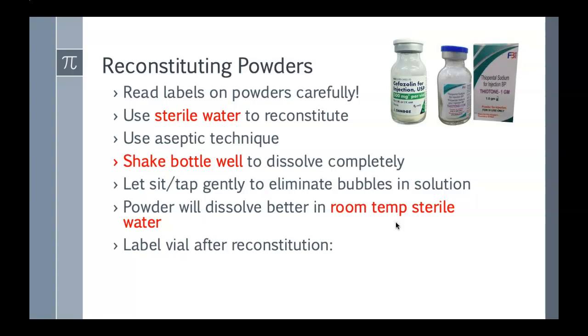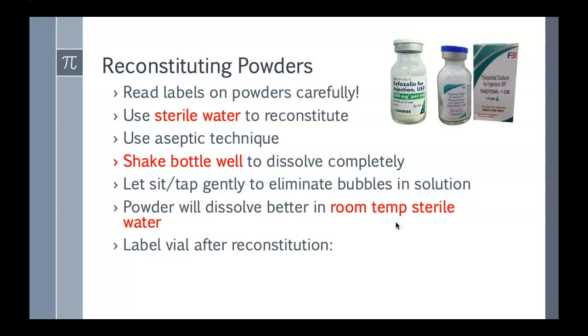Use sterile water to reconstitute. Use an aseptic technique, because you have to remember that we're creating a mass amount of drug that could be used for intravenous use, so we have to ensure that it is aseptic. Shake the bottle very well to dissolve all of the crystals and granules completely. Let sit or tap gently to eliminate bubbles in the solution, and the powder will dissolve better in room temperature sterile water rather than cold sterile water.